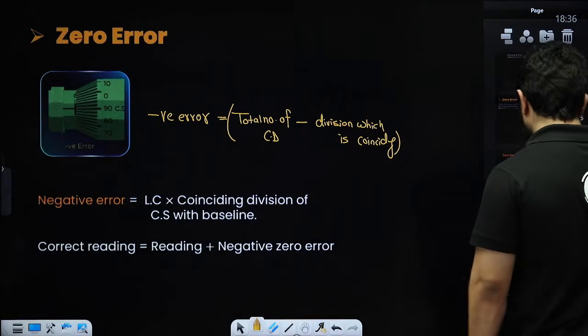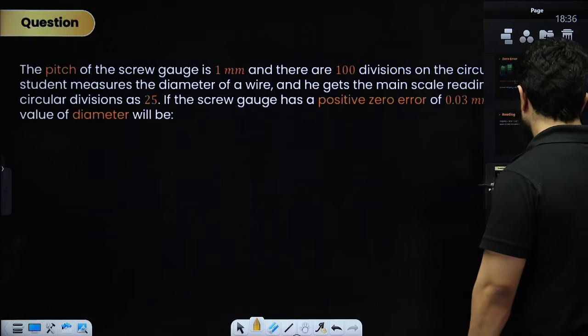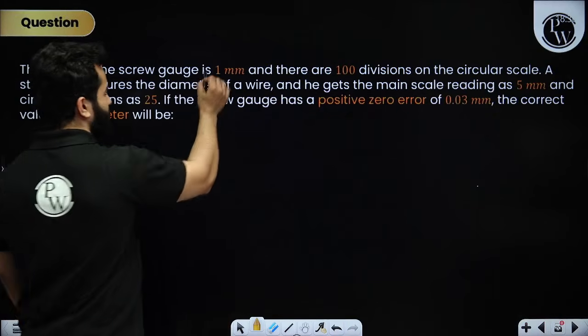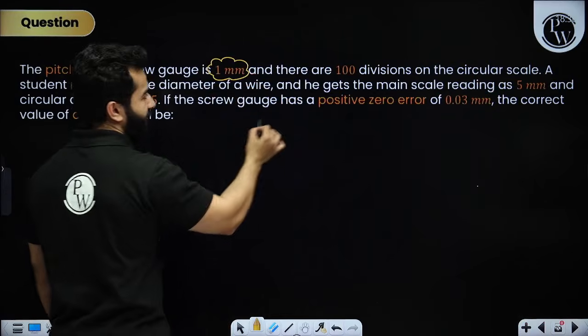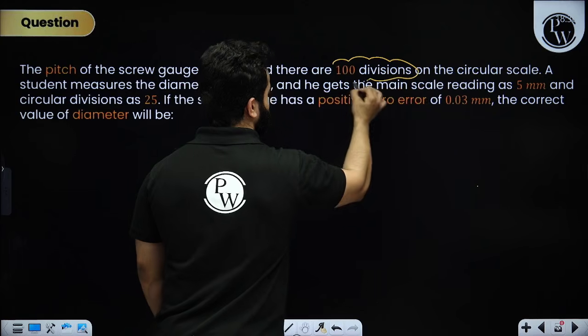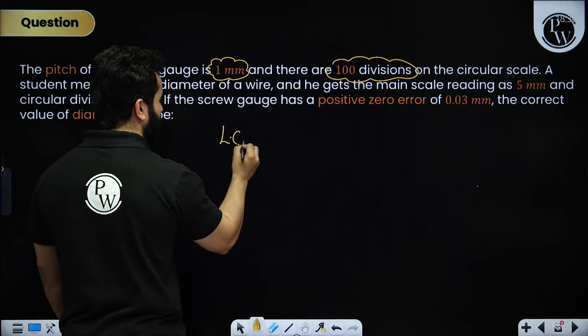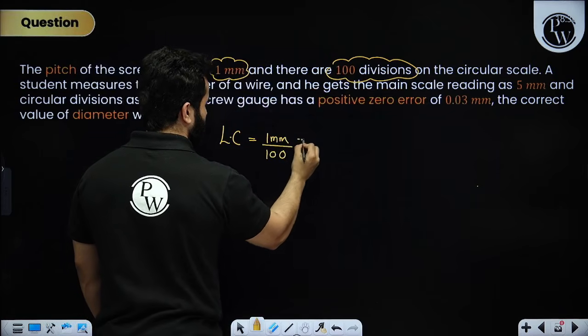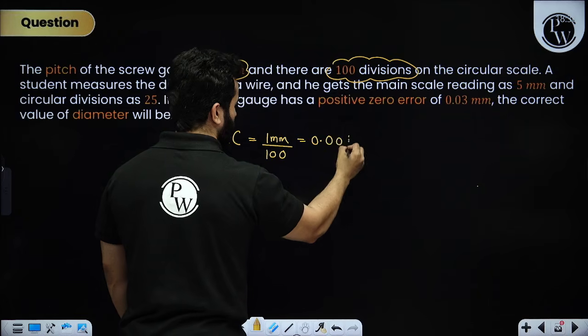Let's do one question on this. Let's suppose you have got a pitch of 1 millimeter and there are a total of 100 divisions. That gives me the least count as 1 millimeter divided by 100 divisions. That is 0.01 millimeter.